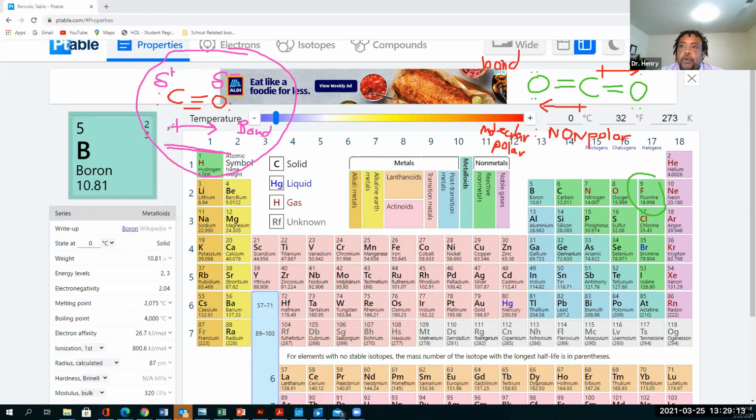Okay. So this guy, in terms of symmetry, we know that this guy is asymmetrical. Now, what about here? If we split it down the middle, would it be symmetrical or would it be asymmetrical? It would be symmetrical. So in this case, this nonpolar molecule is symmetrical.